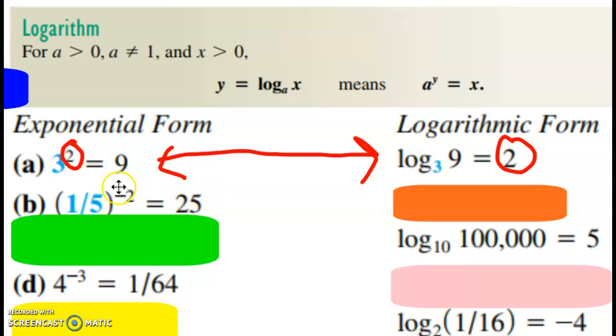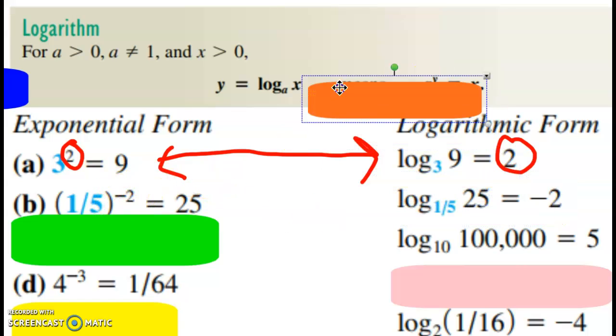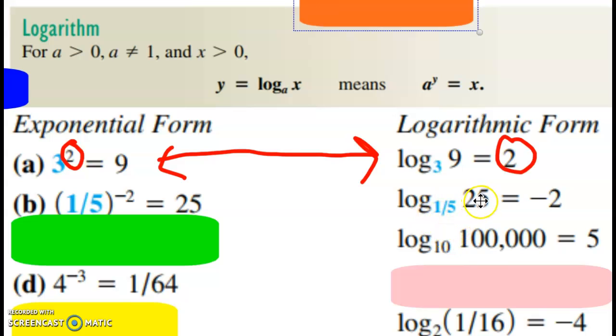Let's go the other way. If it's written in exponential form, I know that this is true. 1/5 to the negative second power is 25. To write that in this form, remember the answer is the exponent, so it's going to be equals -2. Okay, we have log base 1/5 of 25 equals -2. Again, those are the exact same thing that I'm saying. It's one way saying it in log form, one way saying it in exponential form. These are the same thing. It's sort of like 1/2 is the same as 0.5. One of them's in fraction form, one of them's in decimal form, but they're the same number.